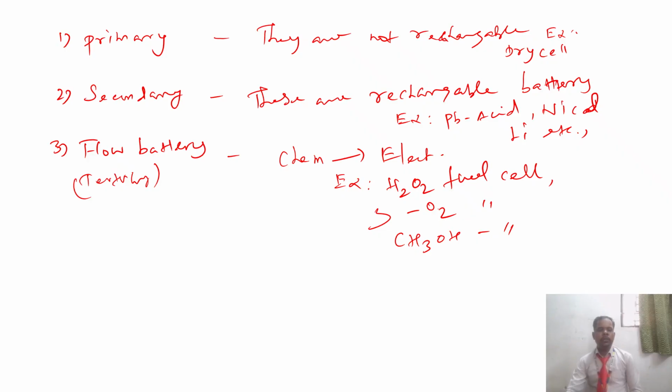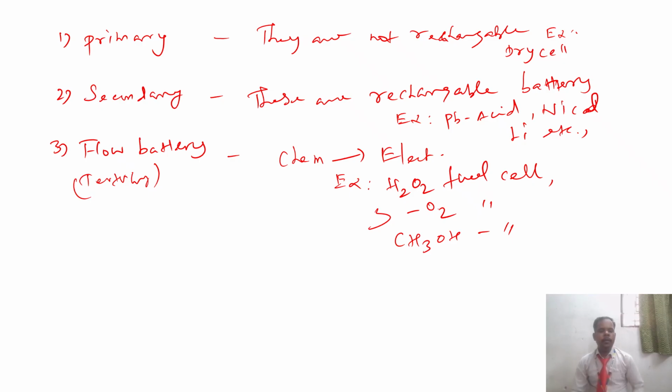How many types? Three types. Based on their usage, batteries are divided into three types: one is primary, another is secondary, third is flow battery. In a primary battery, the electrodic reactions cannot be reversed at the time of passing electricity. That is called a primary battery. Examples: dry cell, Leclanche cell or mercury cell.